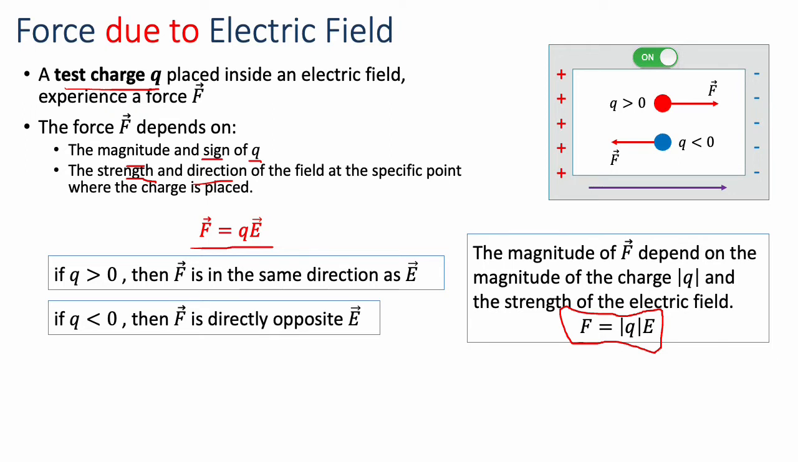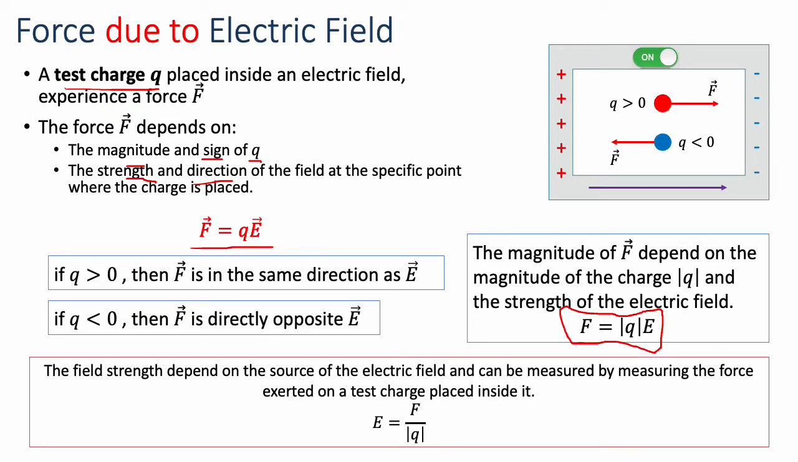So now I can define the electric field, and I say the field strength depends on what? It has to depend on the source. Where do I get it from? It depends on these plates: how big they are, how close they are to each other, how far apart they are. But how do I measure it? I put in the test charge, measure the force F, and then take the electric field equal to F over Q. But that doesn't mean the electric field depends on Q. This Q is a test charge.